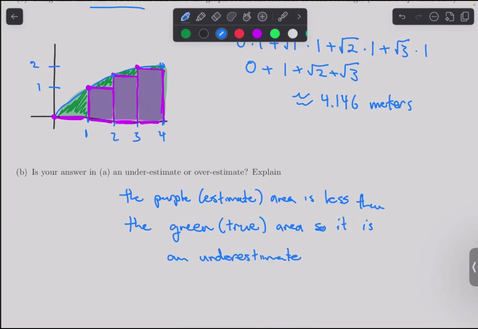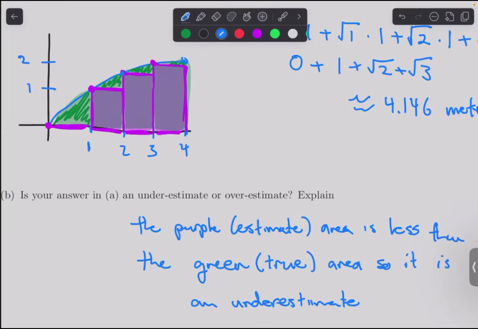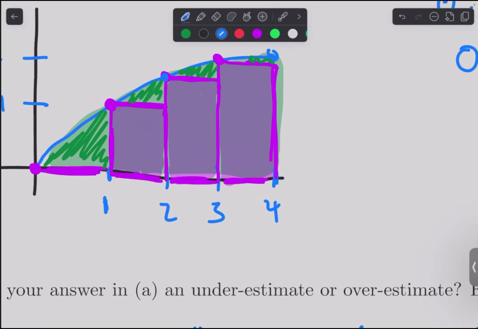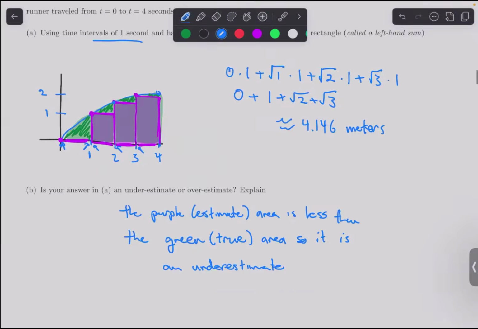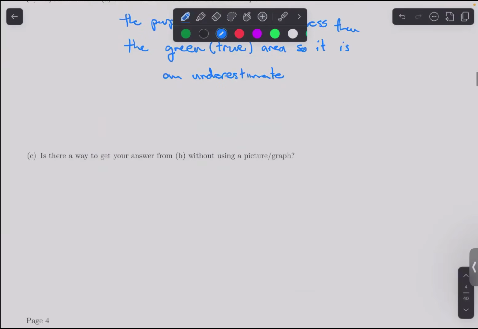And because it is an increasing function, we know that if we choose values on the left-hand side, this is where the smaller values are. If I was to choose on the right-hand side, for instance, this is where the larger values are. And because this is an increasing function and we're always choosing on the left-hand side each time, the values are only going to get bigger from there on that interval. And so we know that this has to be an underestimate because of that. It really has to do with the fact that it's an increasing function.